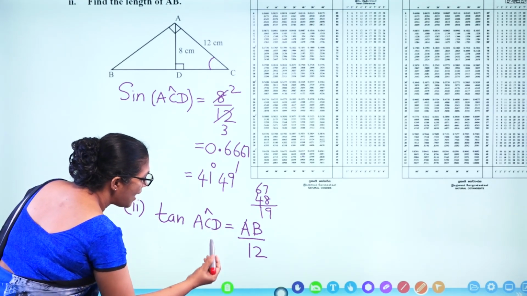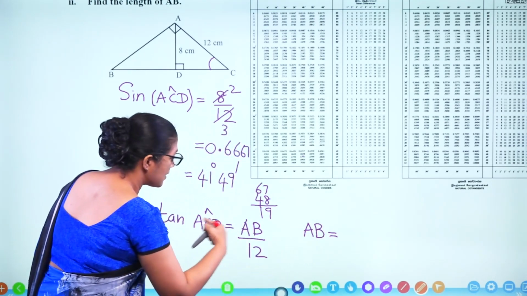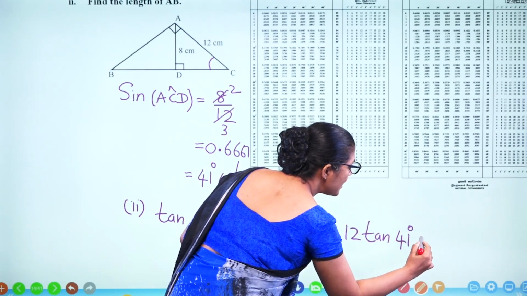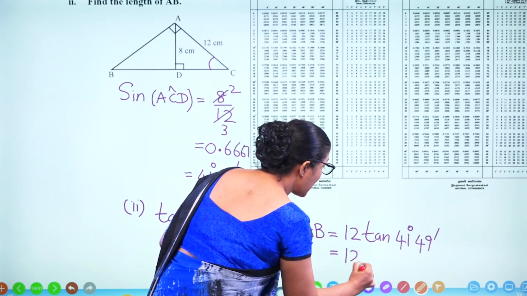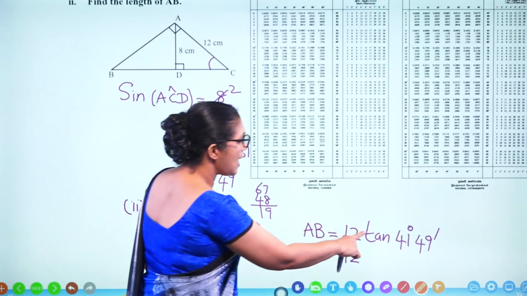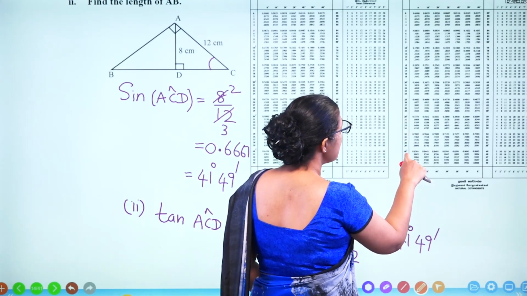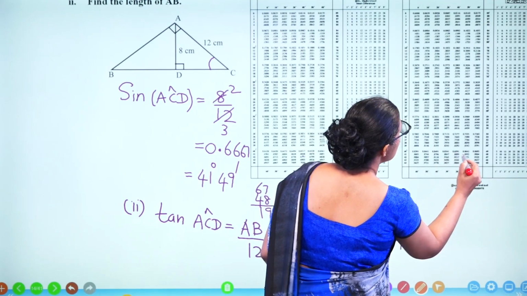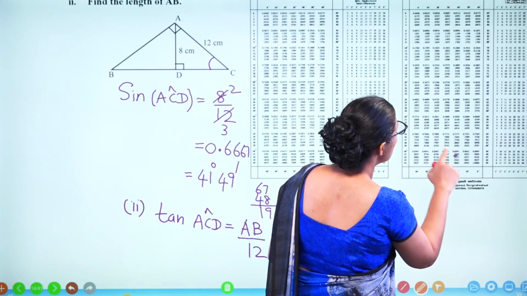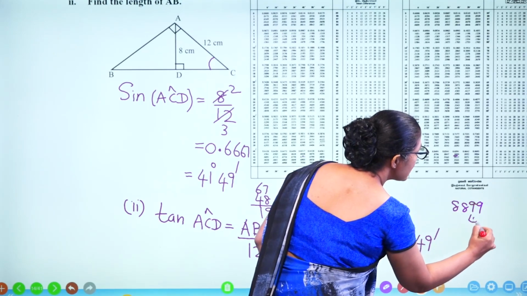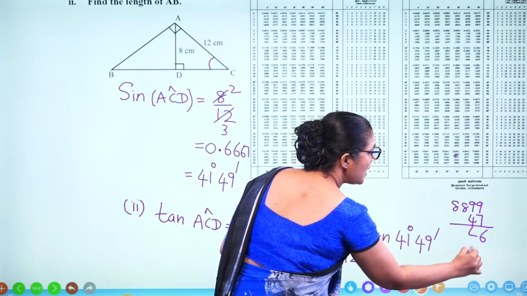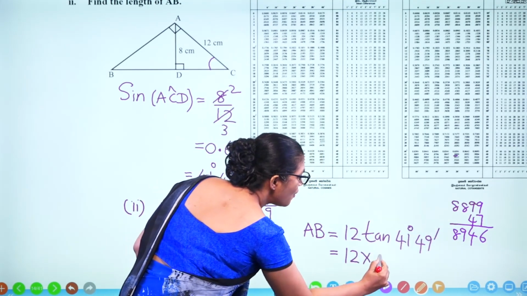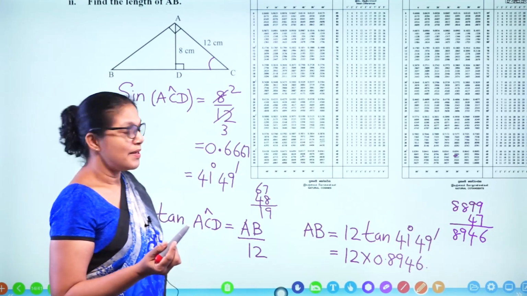So how do you find AB? You can cross multiply. Multiply with this and find AB is equal to 12 times tan ACD. We found ACD. What's that? 41 degrees and 49 minutes. Now refer to the tangent table and see what you get for tan 41 and 49. 41 is here and 49. 9 is 47. You have to add 8, 8, 9, 9 and 47, you have to add 16 and then 14, 1 remaining. So 8, 9, 4, 6. So you get 0.8946. Now you have to multiply this by 12.